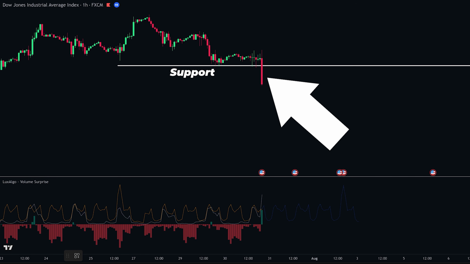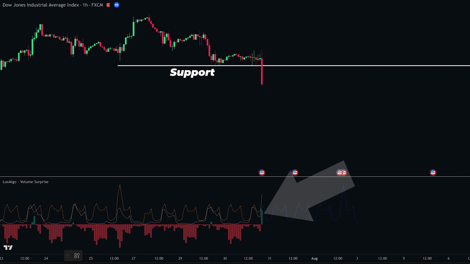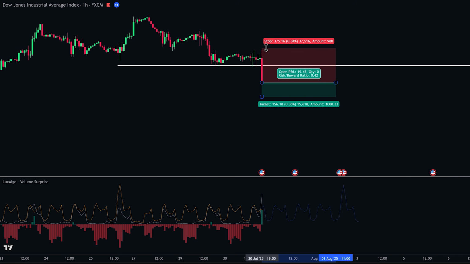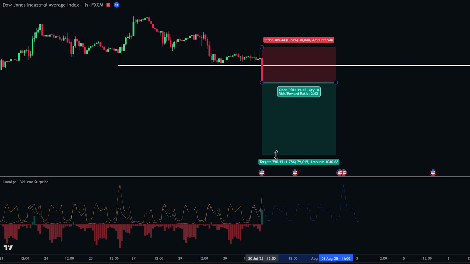When price breaks below that level, check the volume surprise indicator. If a green spike appears on that breakout candle, it confirms strong selling pressure and validates the bearish move. Enter your sell at the candle close. Place your stop just above the breakout candle. And again, aim for a 1 to 2 risk to reward target.